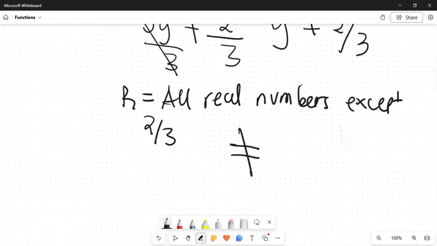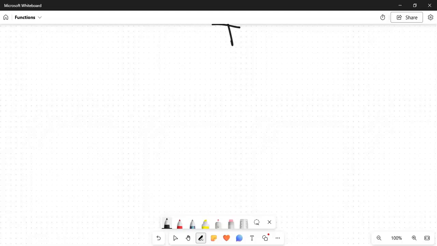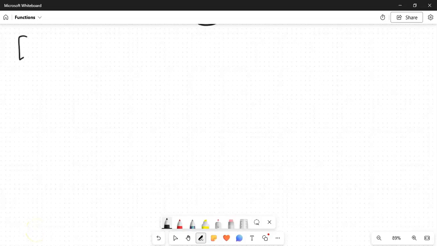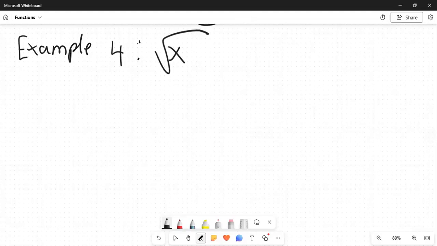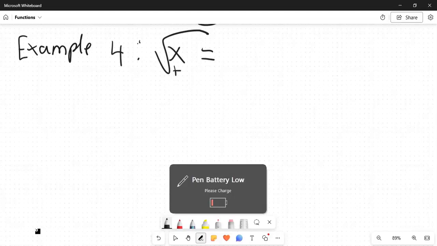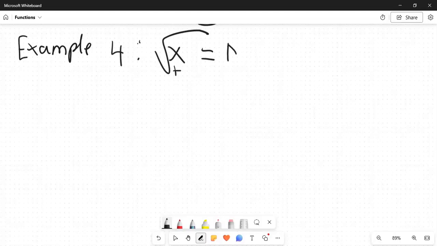Our final example in this video is how to find the domain and range of a radical. This will be example 4. So if you're told to find the domain and range of just a simple radical like this, we all have to apply the rules of real numbers that all the radicals must be positive and not negative. So this tells us that the domain and range are all positive numbers.